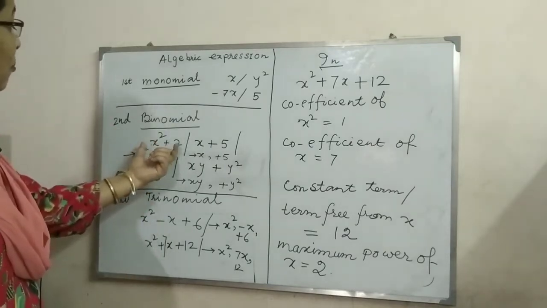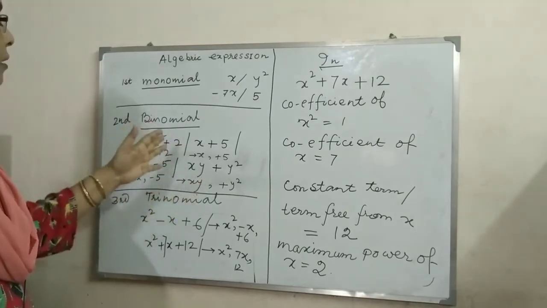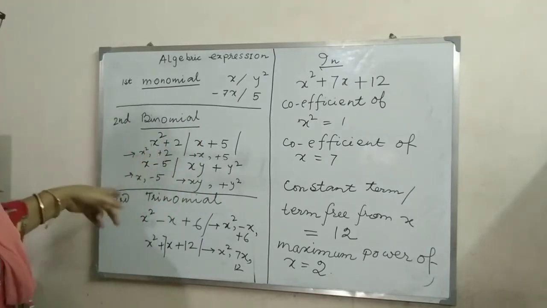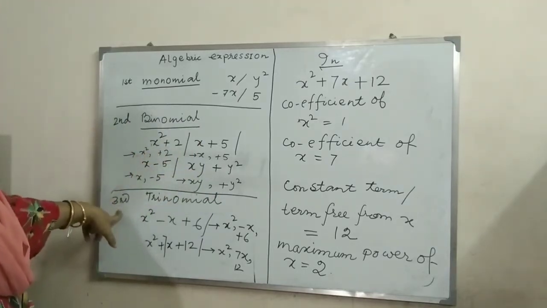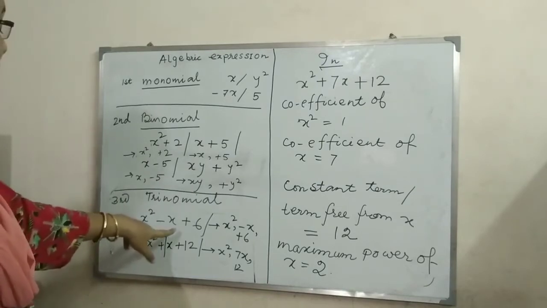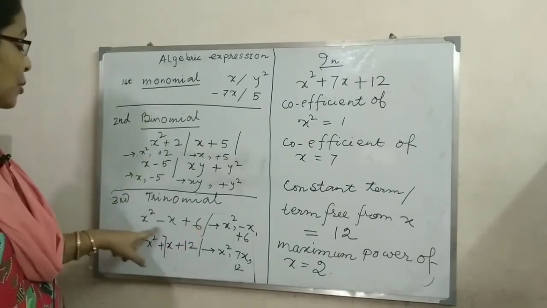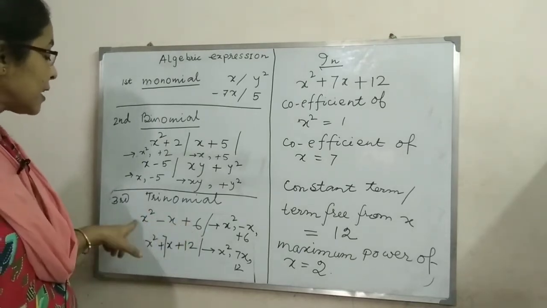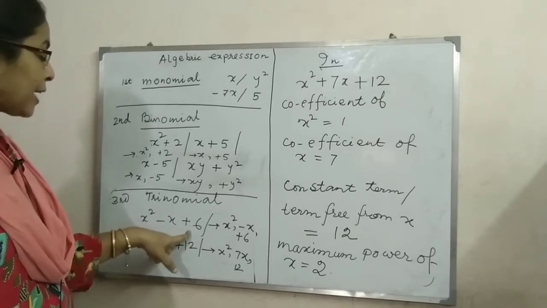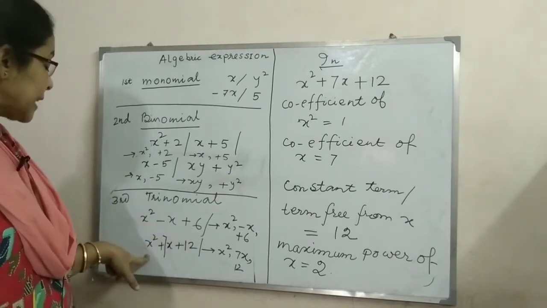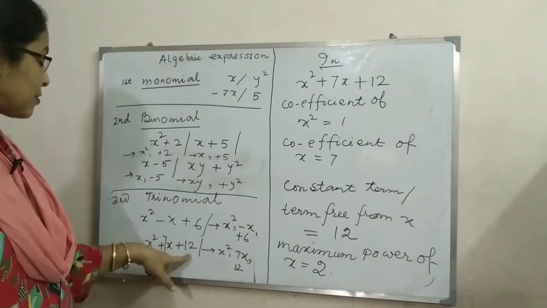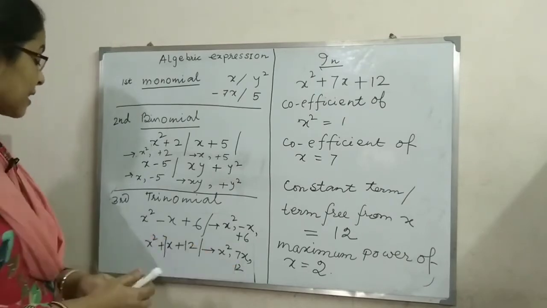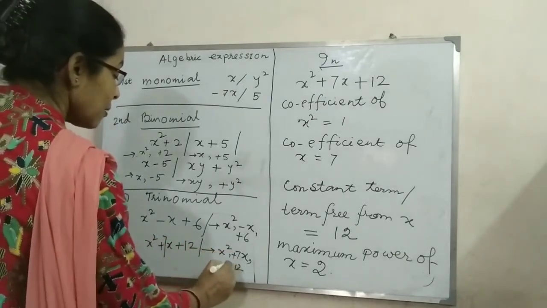In a binomial expression, there are two terms in the expression. In a trinomial expression, we have three terms. x square minus x plus 6 is an algebraic expression. Here the three terms are x square, minus x and plus 6. And in x square plus 7x plus 12, we have three terms, x square, plus 7x, plus 12.